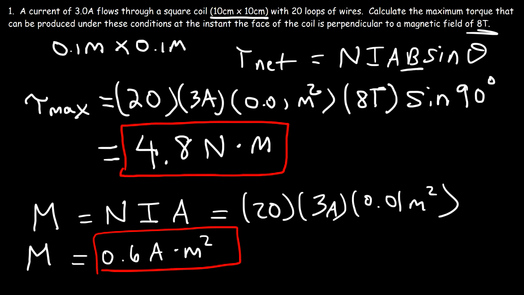The magnetic dipole moment is a vector, and we need to talk about the direction of this vector. So let's say this is the face of the coil, and the direction is the same as the normal line, which is perpendicular to the surface, or the face of the coil. And so the magnetic dipole moment is in the same direction as the normal line, which means that it's always perpendicular to the plane of the coil.